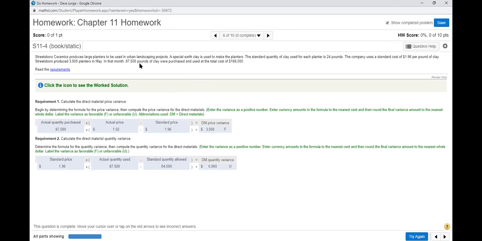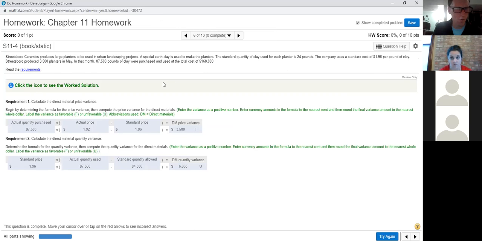All right. Notice again, they purchased 87,500 pounds of clay and used it at a total cost of 168. Now, I'm not sure if this was one we had already shown you, but even if it was, we didn't work it out, at least in this solution, right, Tina?